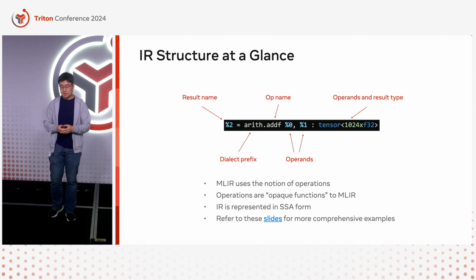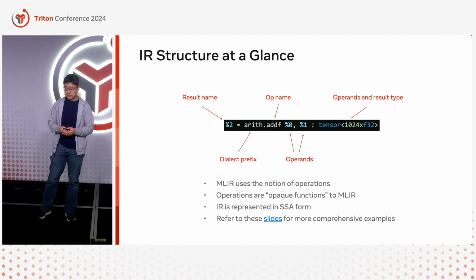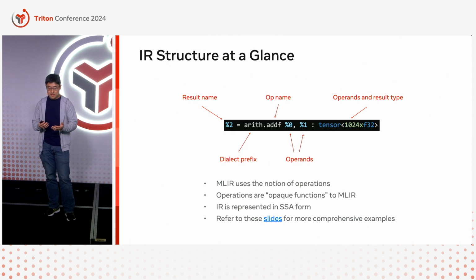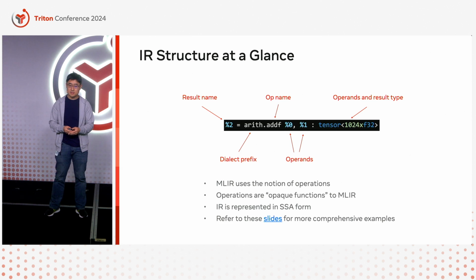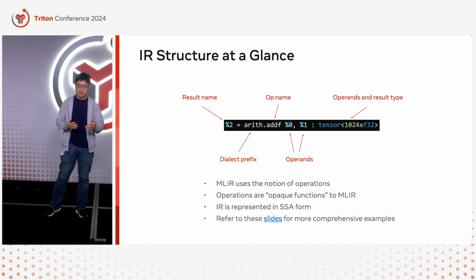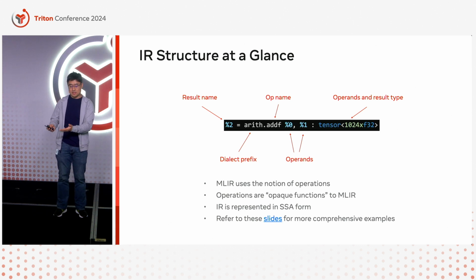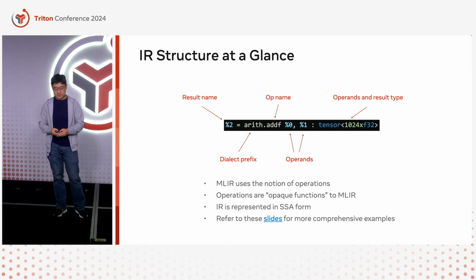On the right-hand side of the column, we specify the operands and result type. In this case, they are tensors of 1024 floating point 32s. There's only one field there because all operands and result happen to be of the same type. So taking a step back, what I want to mention is, MLIR uses the notion of operations rather than instructions. An operation can basically mean anything from something as complicated as a 3D convolution on tensors and filters and so on, or it could be as fundamental as integer arithmetic operations.